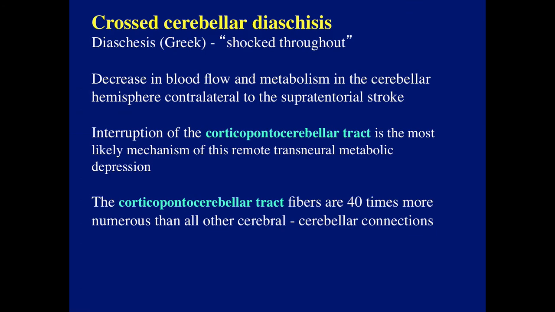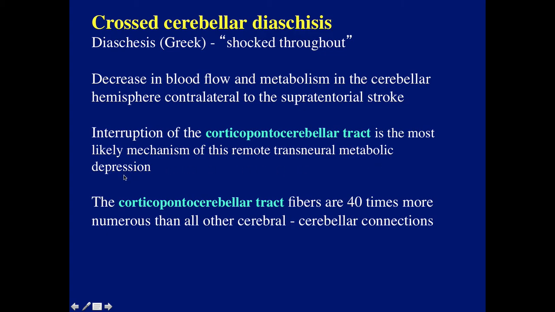Cross-cerebellar diaschisis, in Greek it means shock throughout. I don't know why they chose that term, but it results from decrease in blood flow and metabolism in the cerebellar hemisphere contralateral to the supratentorial stroke. And people postulate that it's due to interruption of the corticopontocerebellar tract. That's most likely the causal mechanism of this remote transneural metabolic depression.